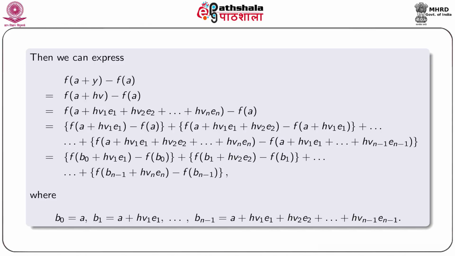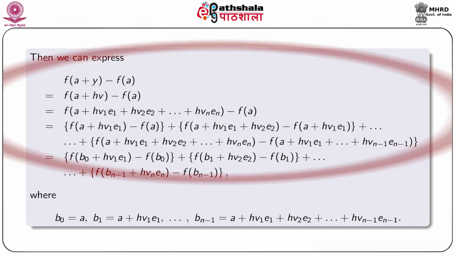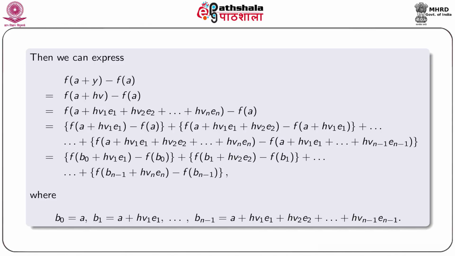So, we can express f(a+y) − f(a) = f(a+hv) − f(a). Writing v in its elaborate form, we can write this as: f(a+hv₁e₁) − f(a), plus f(a+hv₁e₁+hv₂e₂) − f(a+hv₁e₁), and it continues up to the term f(a+hv₁e₁+hv₂e₂+...+hvₙeₙ) − f(a+hv₁e₁+...+hvₙ₋₁eₙ₋₁).